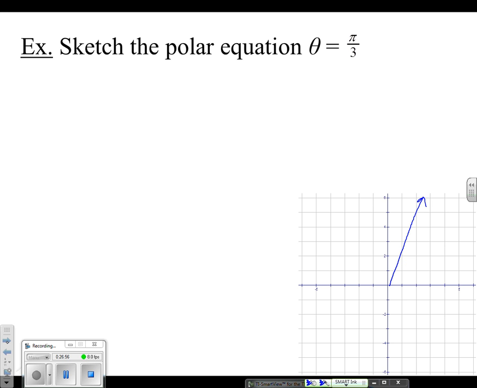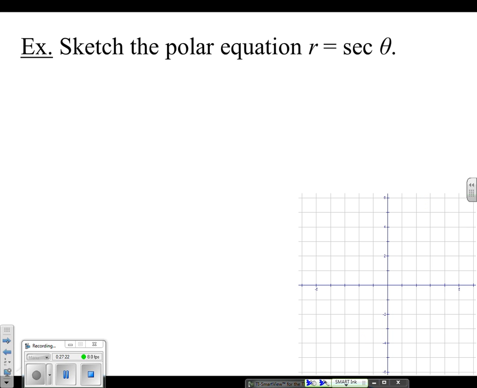But let's remember that we also want to consider that r could be negative. Right? We're considering both positive and negative r's. So we could also go backwards. We end up getting a line. Theta equals pi over 3 is a line through the origin with an angle pi over 3. Okay, but again, there's no work to do for that one. We recognize what it's asking us for, and we graph it.